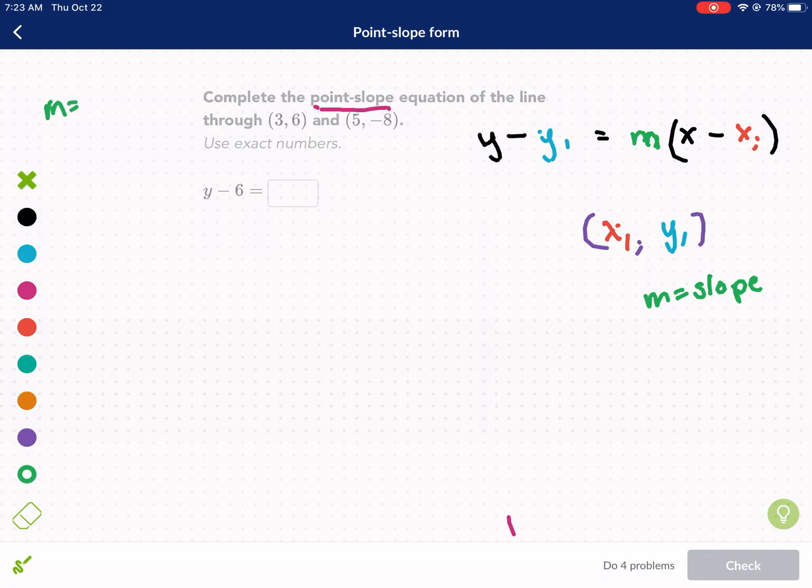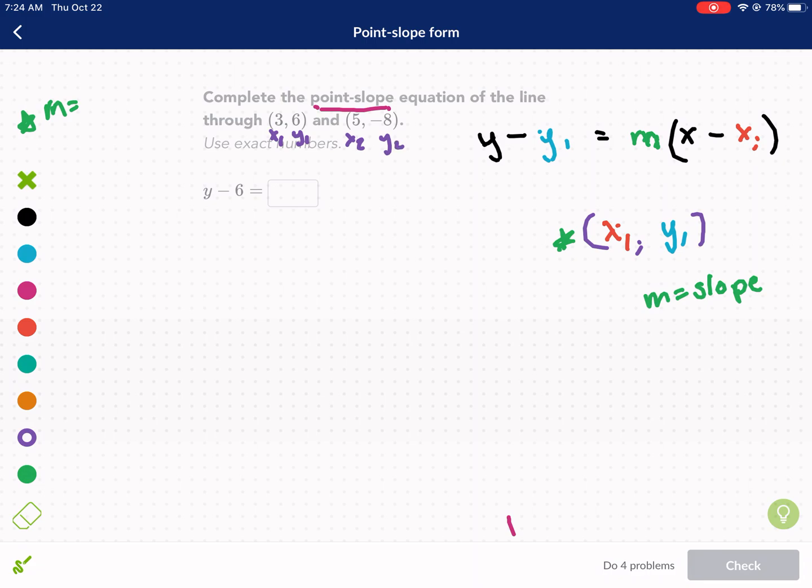We don't know what our slope is because we've been given 2 points. So it doesn't really matter which one we call x1 and y1 when we're determining the slope. Keep in mind our x1 and y1 could change based on what we choose for our x1, y1 in our equation. I want to make that very clear. So what we're going to do first is label. I'm going to label x1, y1, x2, y2.